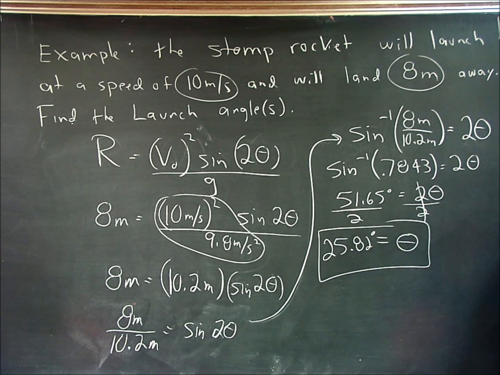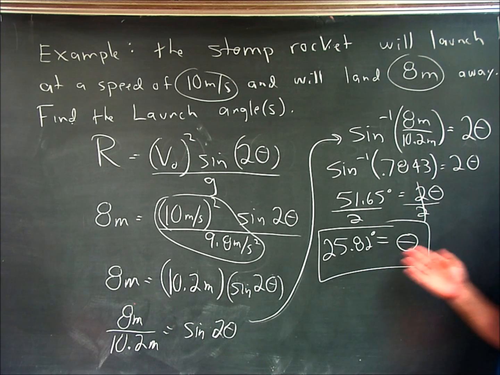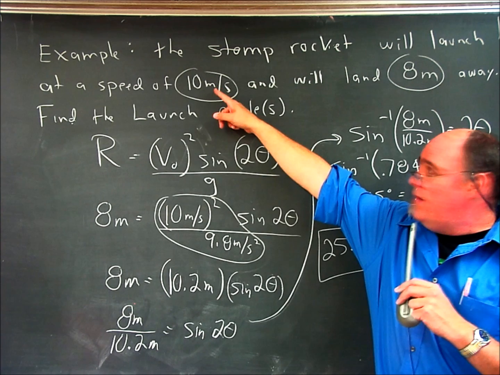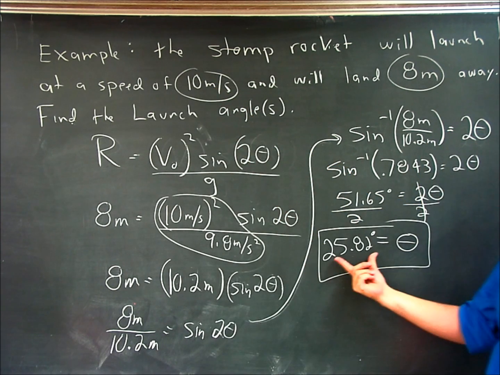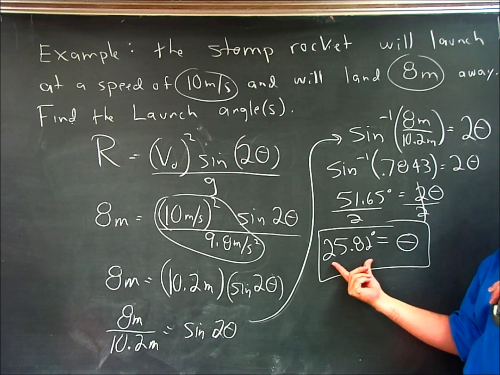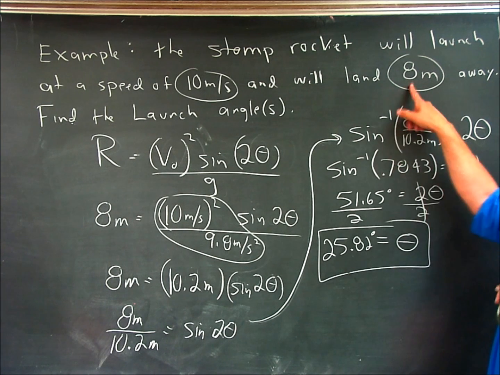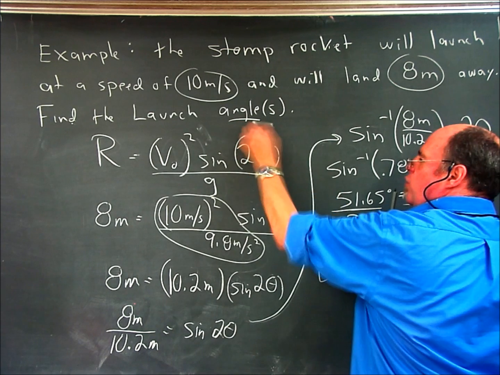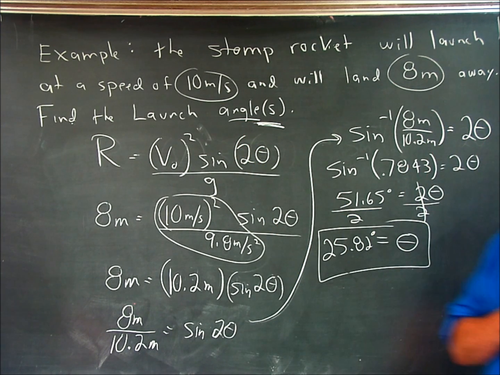So that's one of the angles. If you had this toy and you stomp on the pouch with air and the rocket launches at 10 meters per second, if it's set up at 25.8 degrees, it's going to land 8 meters away from you. But there's another angle, because the question said find the angle or angles. So there's another angle that will do this also.